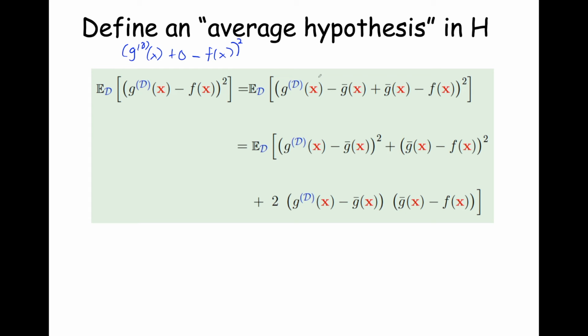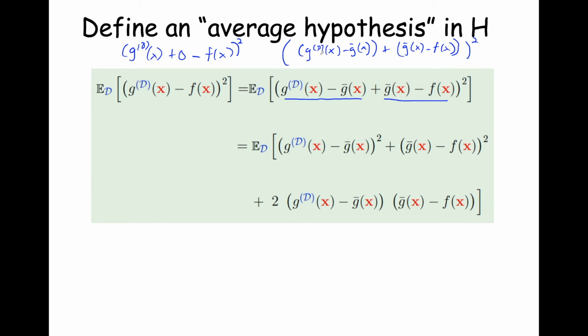And so now what we're going to do is group together these first two terms, the g script D of x minus g bar, and group together by the associative rule this g bar of x minus f of x. If we do that, we get g script D of x minus g bar of x, plus g bar of x minus f of x. And we're going to square this entire thing.